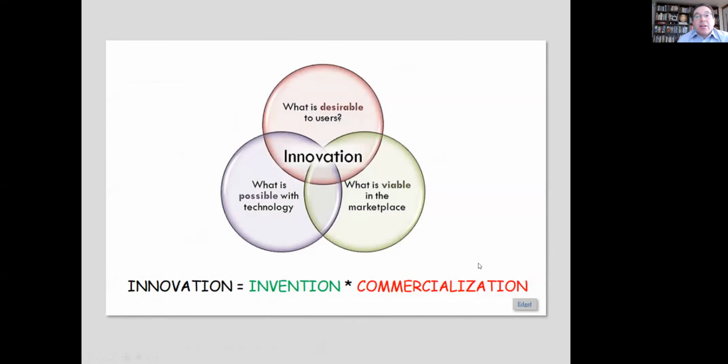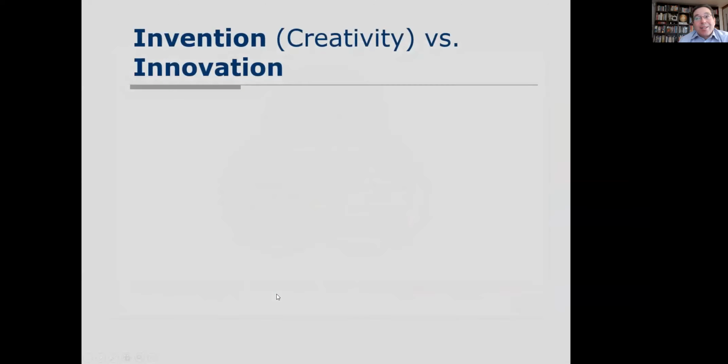So very briefly, innovation is not just the same as a new idea, if you remember. Many people talk about what is possible with technology, so the technology idea, but it should also be what users want, which is related to marketing, and what is viable in the marketplace, which is related to business. And so the combination of all of these becomes innovation. So we can say innovation is a combination of invention and commercialization.